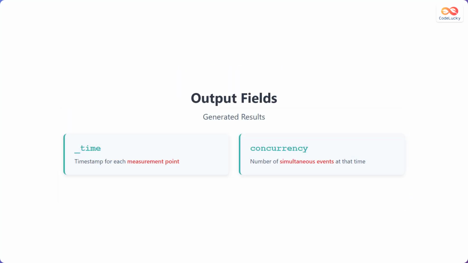The concurrency command generates two important output fields. The underscore time field provides the timestamp for each measurement point, creating a timeline of your analysis. The concurrency field contains the actual count of simultaneous events at each point in time. This numeric value tells you exactly how many events were running concurrently at that specific moment, giving you valuable insights into peak usage periods and system load patterns.